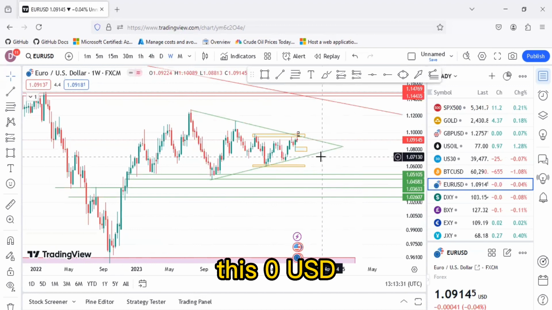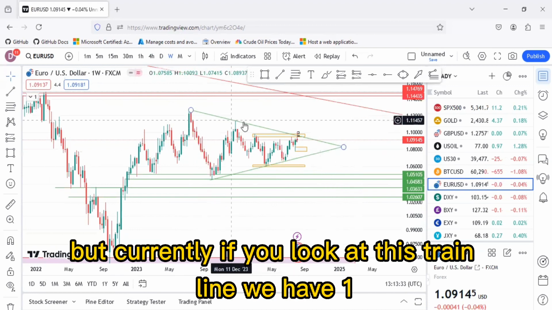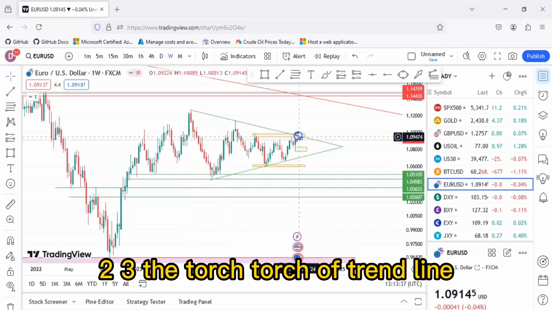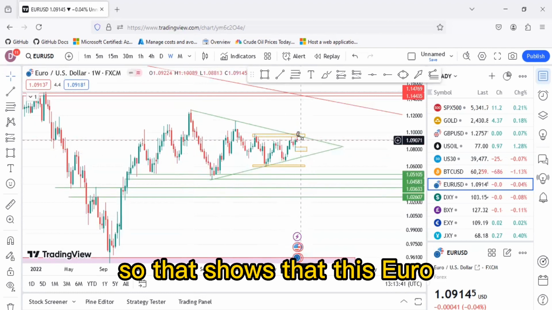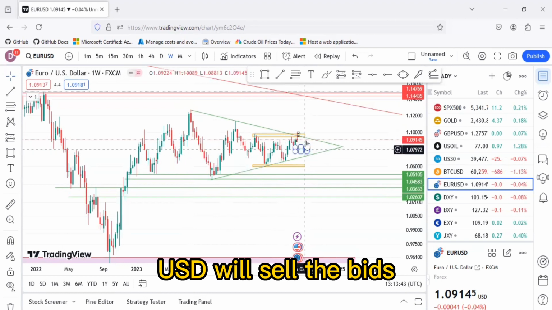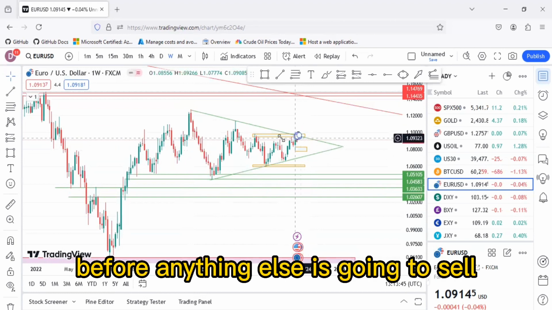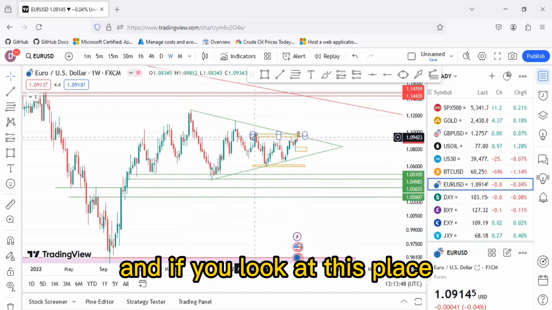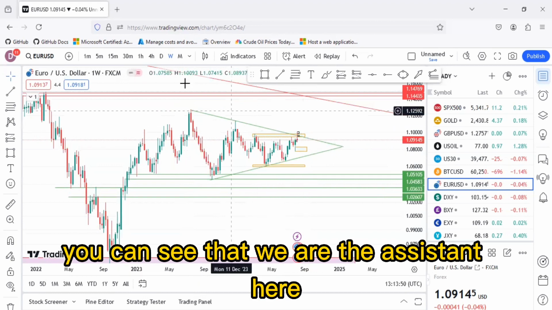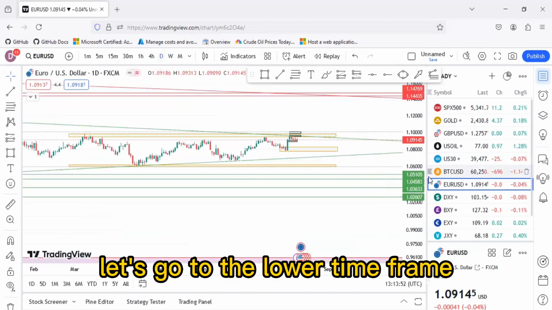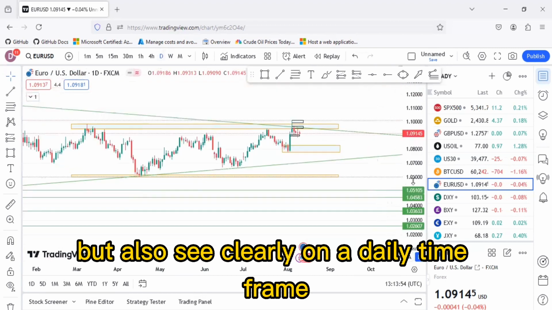market, this EURUSD. But currently, if you look at this trend line, we have 1, 2, 3 touches of the trend line. So that shows that this EURUSD will sell a bit before anything else. It's going to sell. And if you look at this place, you can see that we have a resistance here. Let's go to the lower time frame for us to see clearly.